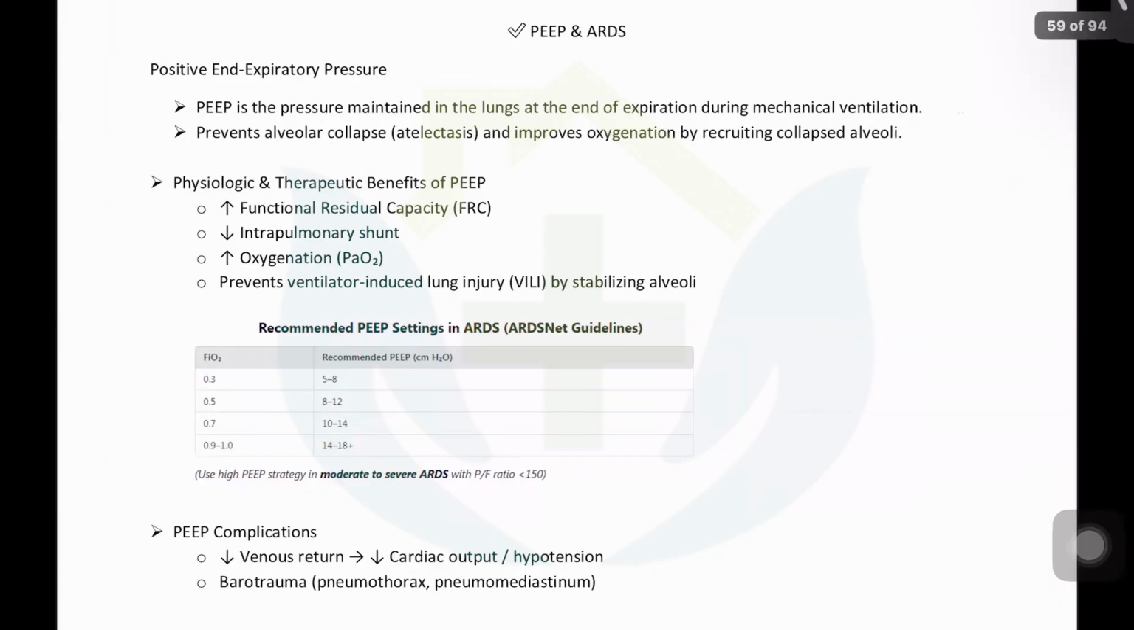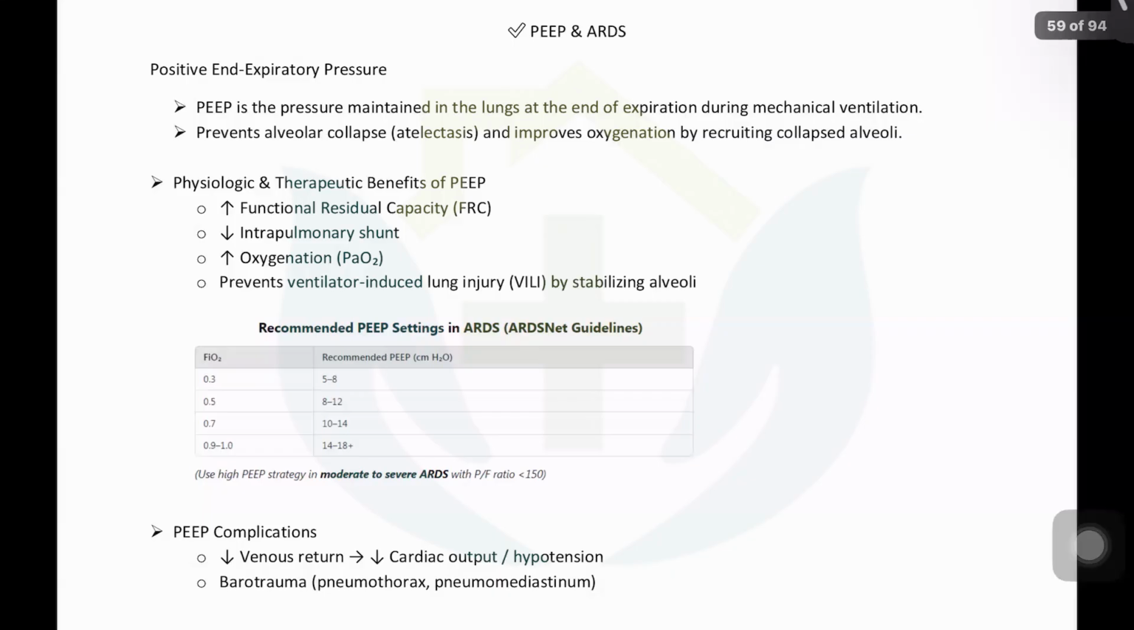So PEEP is the pressure, we understand, that is maintained in the lungs at the end of the expiration during ventilation. It prevents the alveolar collapse. It improves the oxygenation by recruiting the collapsed alveoli. So we are using a knife to cut the cake. This is so important to understand that it is a detrimental thing, but we are using it to our advantage. We have to make sure that it only remains useful to our advantage only.